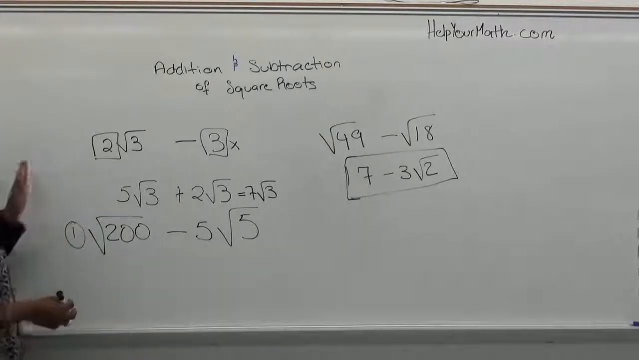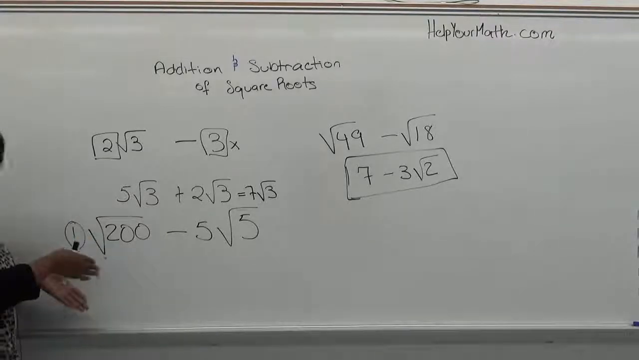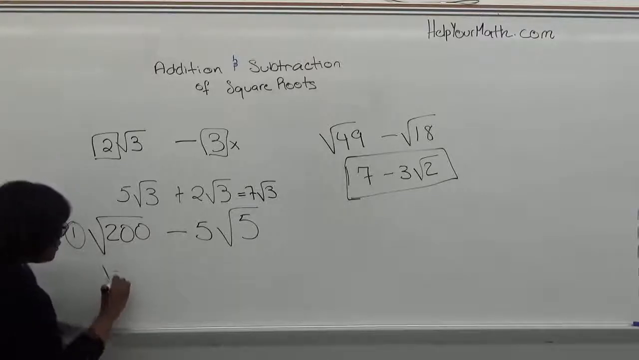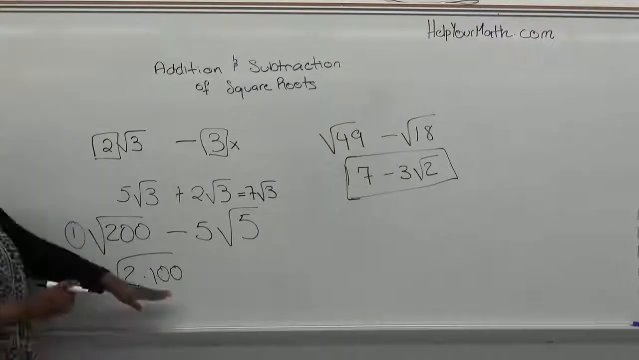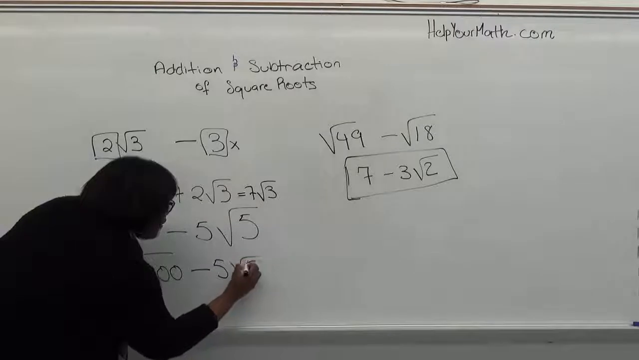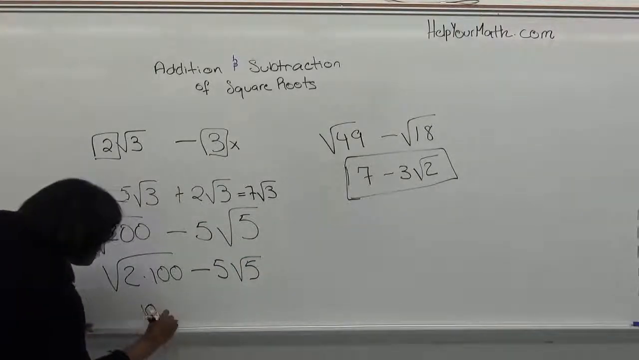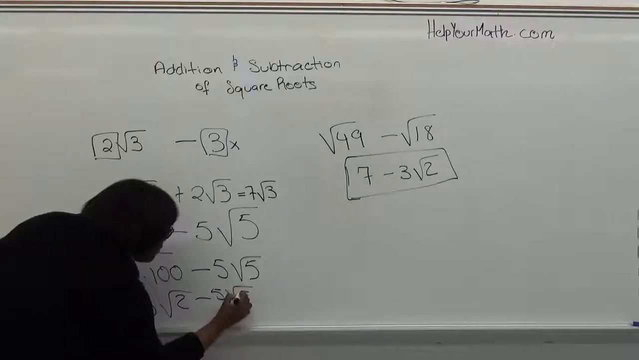If you prefer listing the terms of prime numbers or finding the perfect square within it, we're just going to do the perfect square. So we're going to have 2 times 100, because 100 is a perfect square, minus 5 radical 5. Again, simplify. This would be 10 radical 2 minus 5 radical 5.